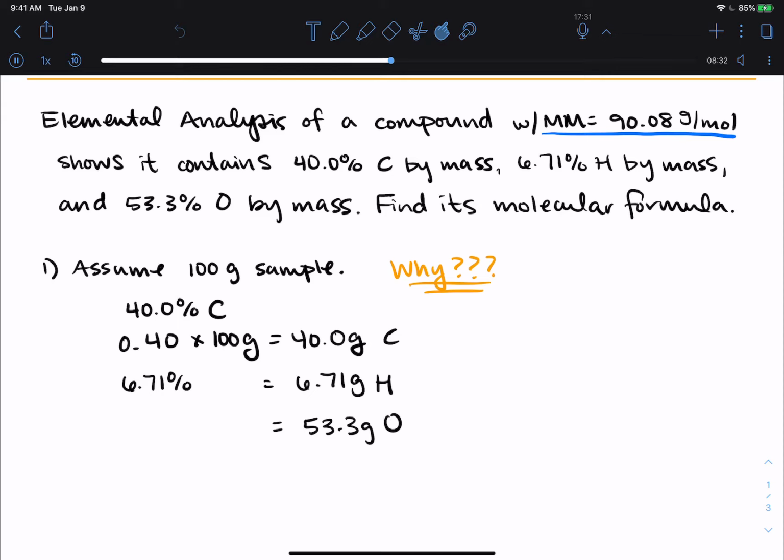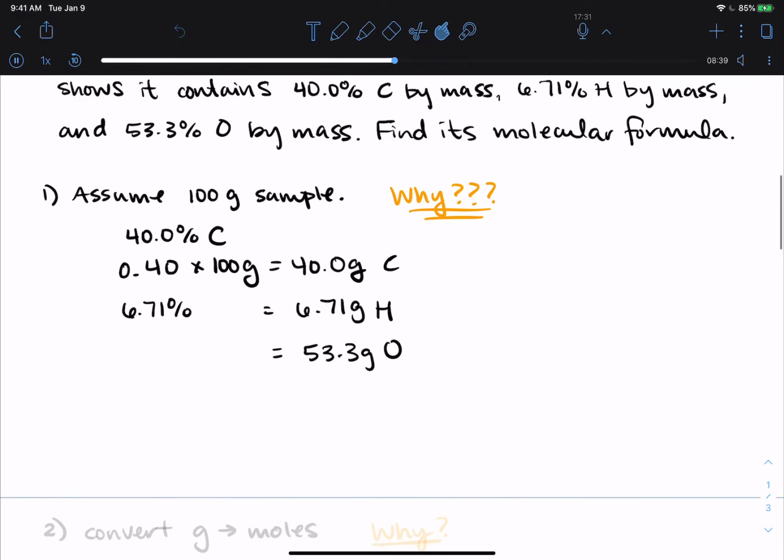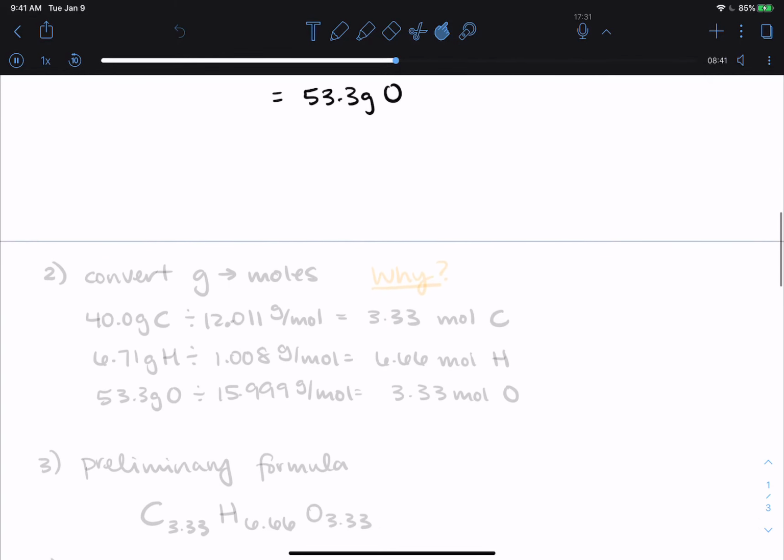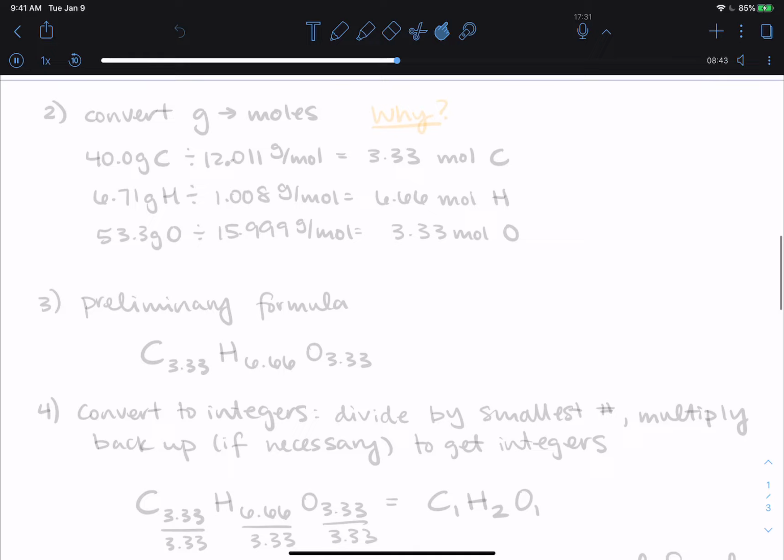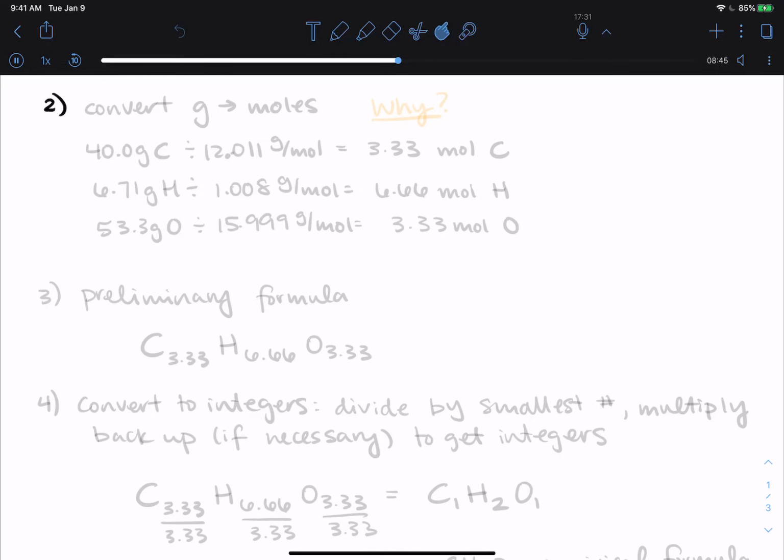All right. Now that I have grams, because I know the molar masses of each of these elements from the periodic table, I can convert those values to moles. So step 2 is where I convert grams to moles.